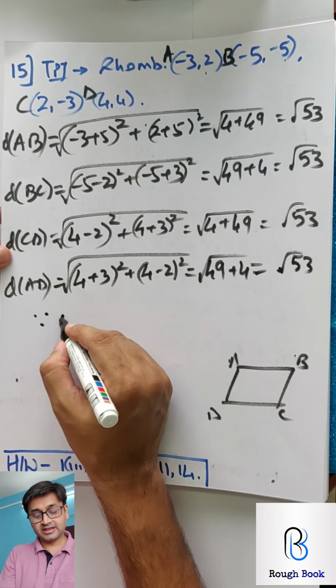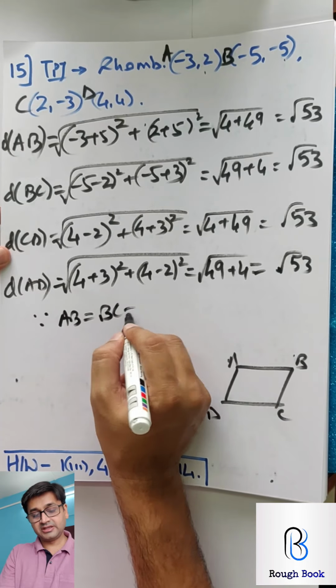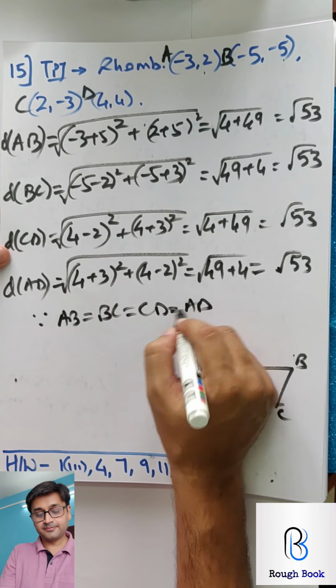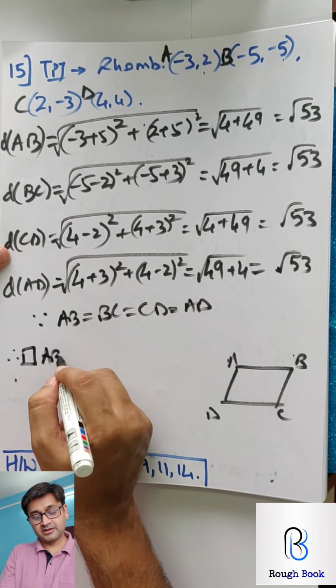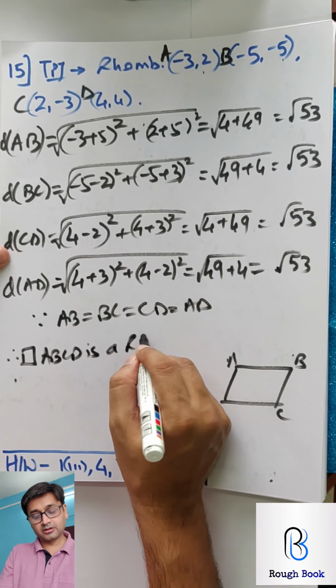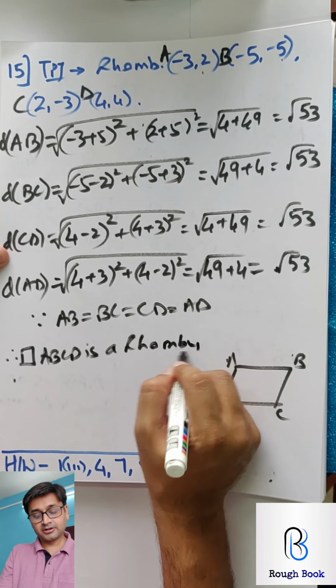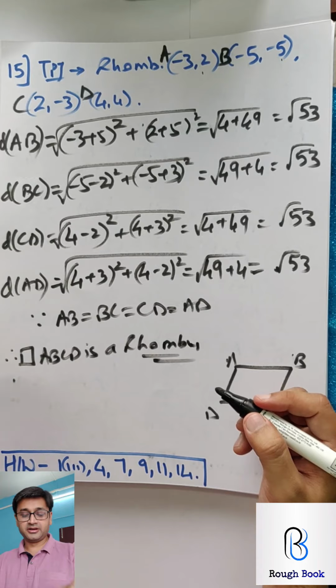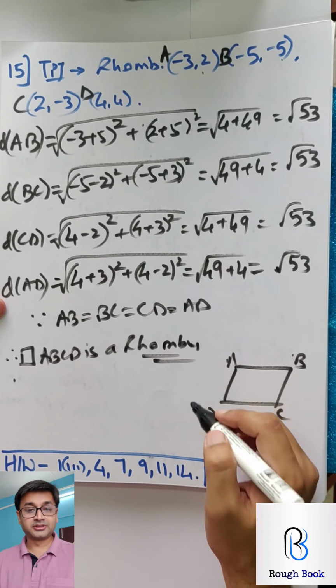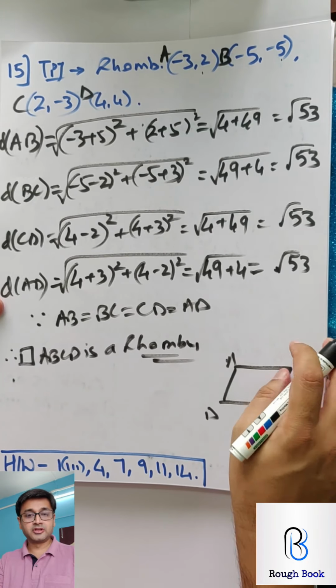Finally I'll say since AB equals BC, CD, AD, therefore quadrilateral ABCD is a rhombus. Did you get it? Brilliant. I am very proud of those who've got this on their own. Good job. We will stop here.